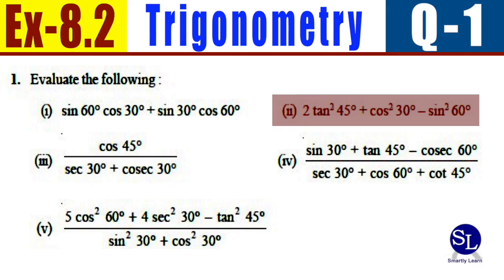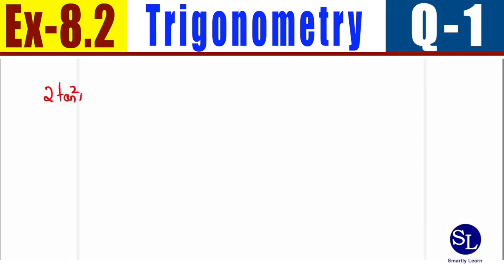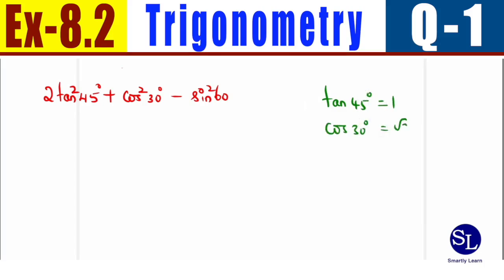2 tan squared 45 plus cos squared 30 minus sin squared 60. So first let's write down the expression here. So it is 2 tan squared 45 degrees plus cos squared 30 degrees minus sin squared 60 degrees. Now let's start writing out the values. Tan 45 degrees is equal to 1. Now cos 30 degrees is equal to root 3 by 2 and sin 60 is also another root 3 by 2. Now let's start substituting it here.